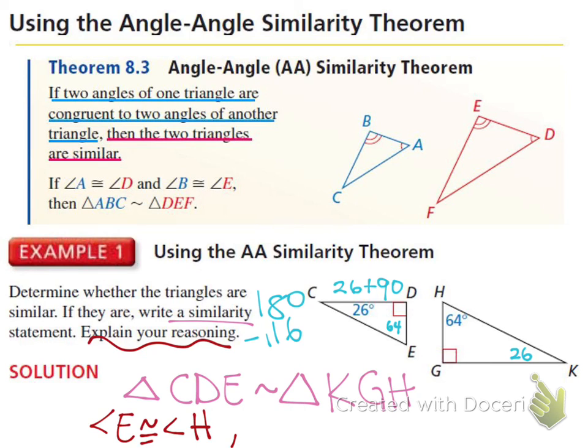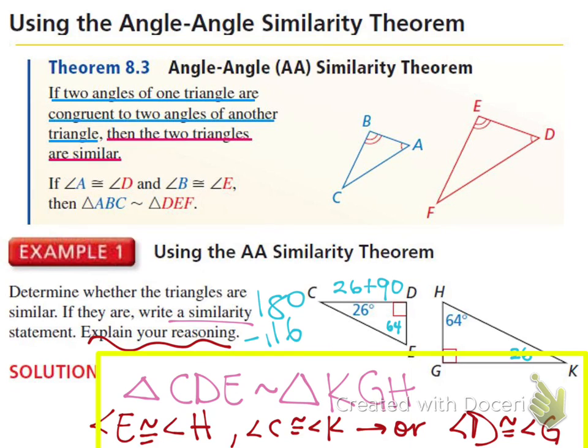Remember that the theorem says two angles are congruent. Right? So pick another set of angles that are also congruent. Angle C is congruent to angle K. You could have also, I'm just going to write off to the side, you could have also listed angle D is congruent to angle G. Any two of them would have been correct. So yes, they're similar. Here's the statement, and here's why. We had two angles congruent to two angles. Flip the page when you're ready.